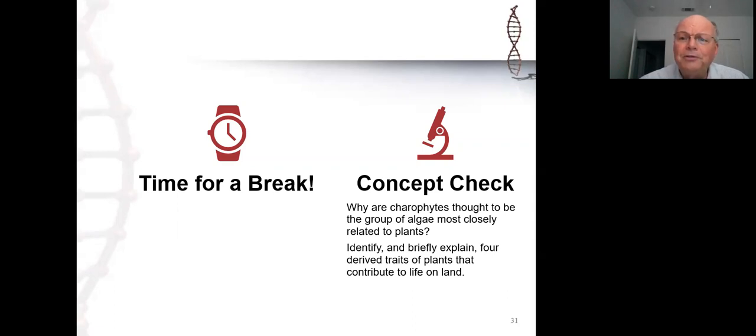So why are charophytes thought to be the group of algae most closely related to plants? And identify and briefly explain 4 derived traits of plants that contribute to life on land. I'll see you on the other side of the break with the answers.